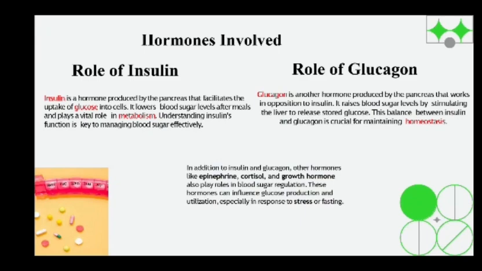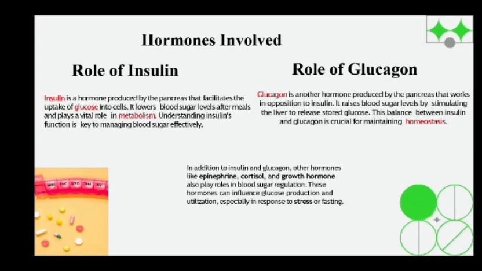So let us discuss the hormones involved in the regulation of blood glucose. Two major hormones are insulin and glucagon. Insulin is the only hypoglycemic hormone, produced by the pancreas, that facilitates the uptake of glucose into the cells. It lowers the blood sugar levels after meals and plays a vital role in metabolism. Understanding insulin function is key to managing blood sugar effectively.